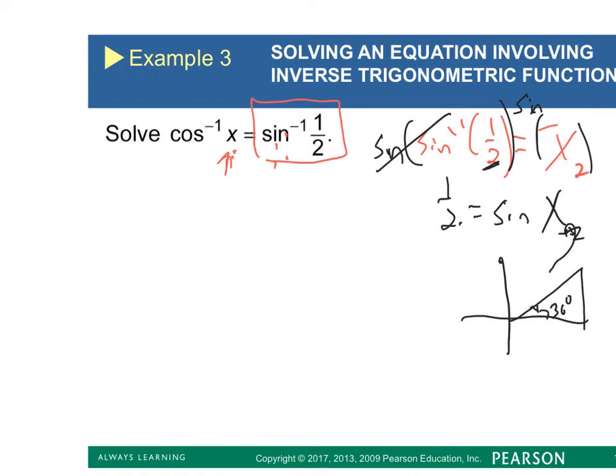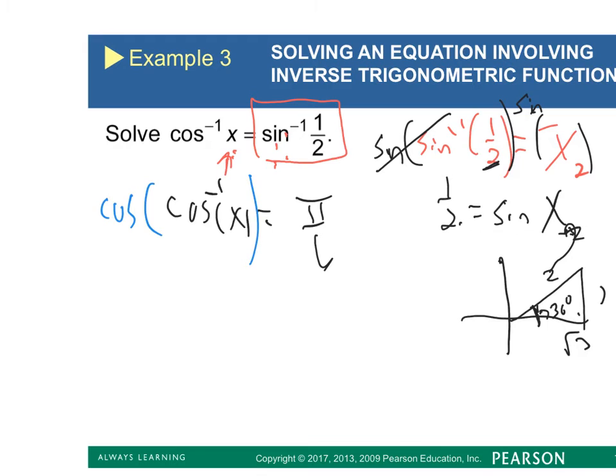Right here, that's the angle. The sine of that angle, x sub 2: 1, 2, square root of 3. So that angle is a 30-degree angle, or pi over 6. So what I'm going to write down here is the arc cosine of x equals pi over 6. Cosine both sides. That gets rid of the arc cosine. Well, what's the cosine of pi over 6?